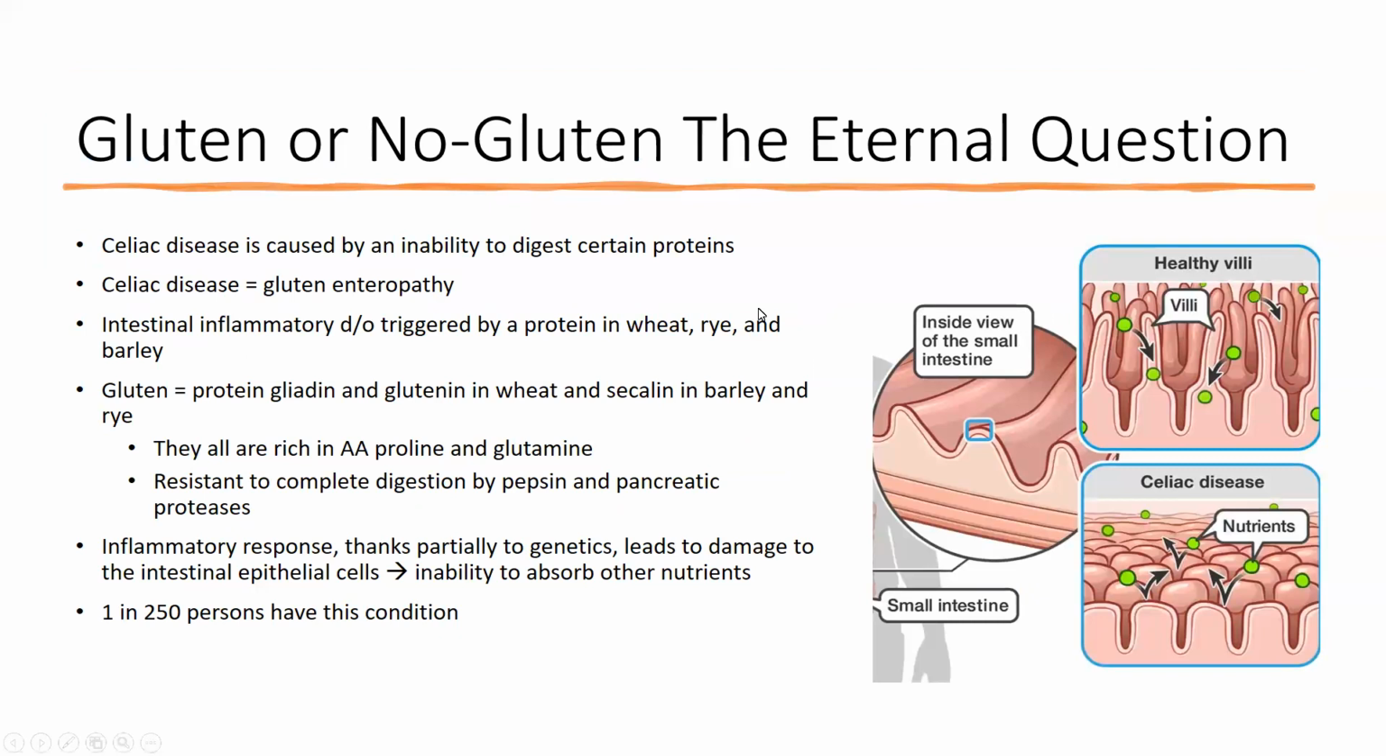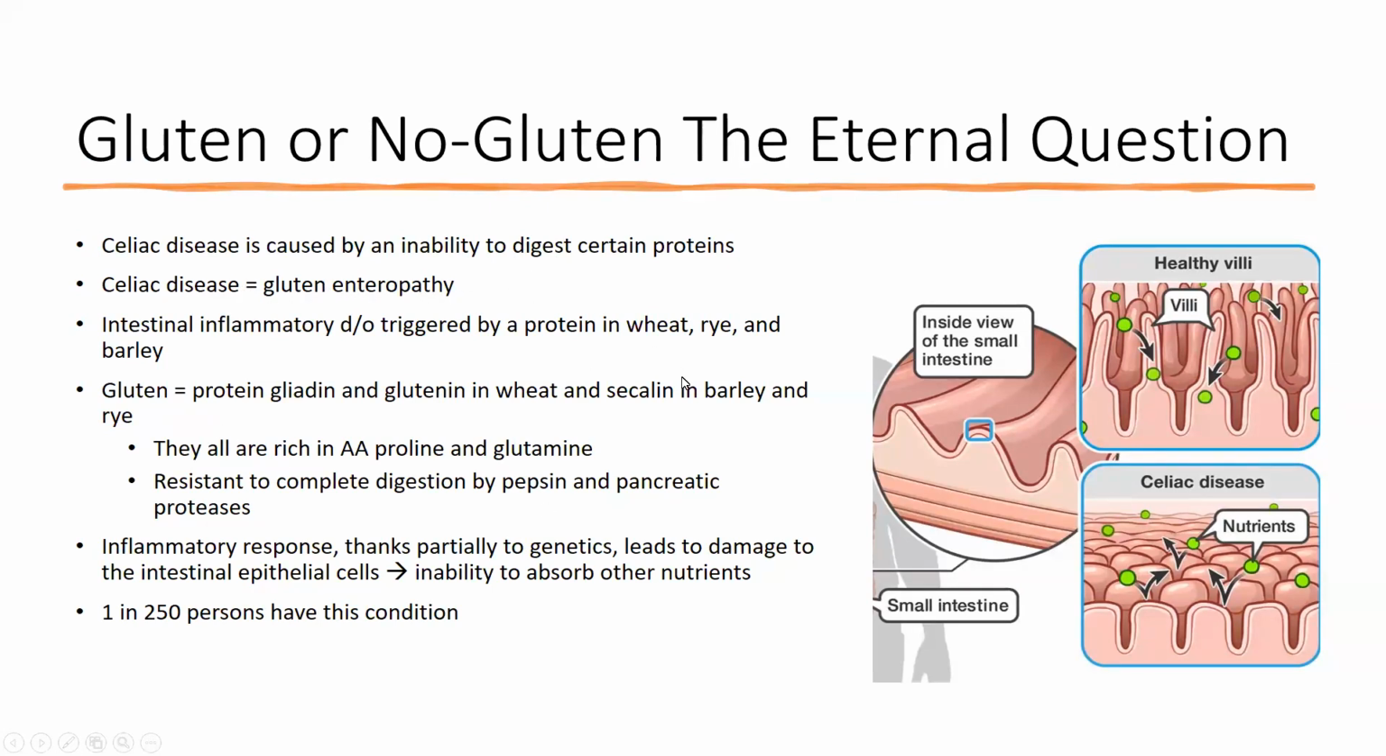Okay. Gluten or no gluten, a question we always get. So celiac disease is multifactorial, but a big component of celiac disease is caused by the inability to digest certain proteins. Celiac disease, we see it as a gluten enteropathy.